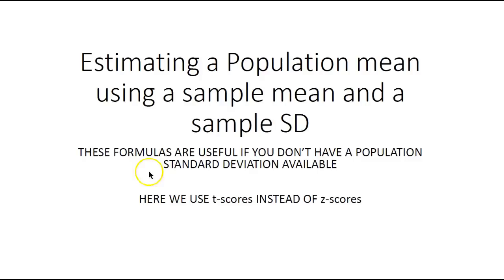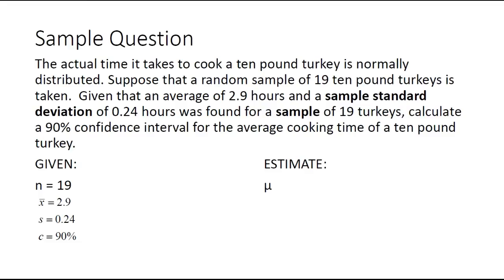An important thing here is that we're not going to use z-scores. We're going to use something called a t-score. This is new, and I provide the table separately. Keep that in mind. You have a sample standard deviation. These are the formulas you're going to use. A lot of the calculations will be the same though.